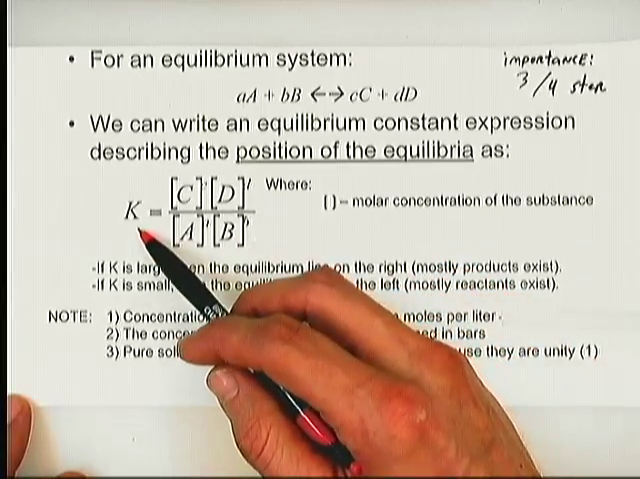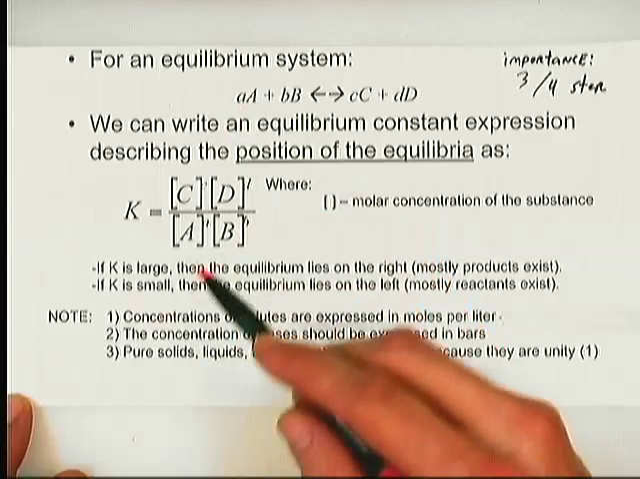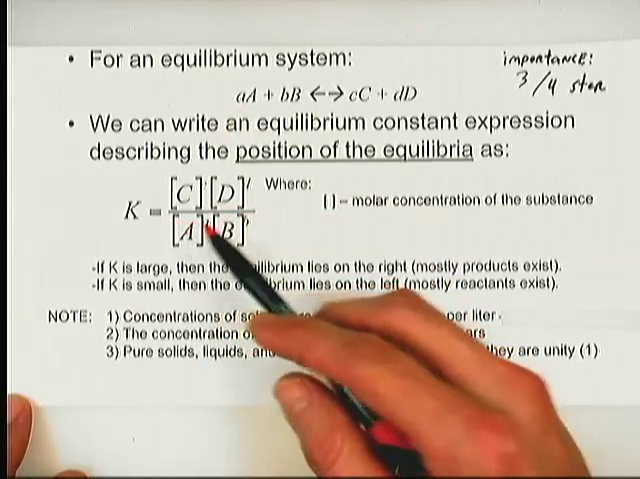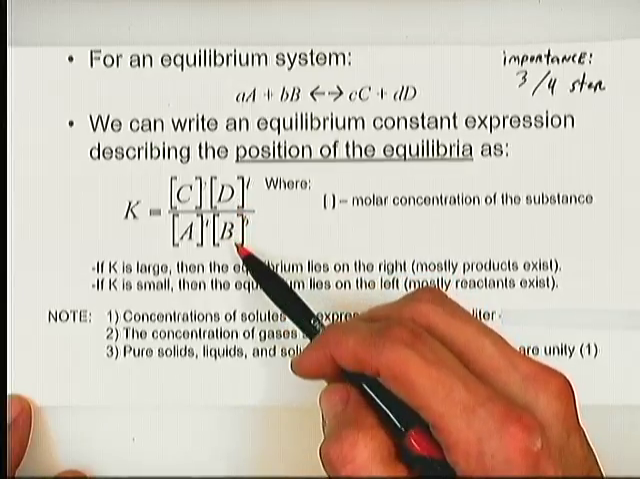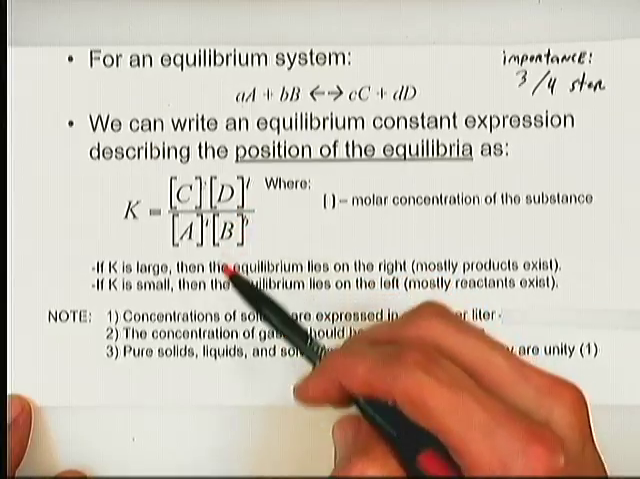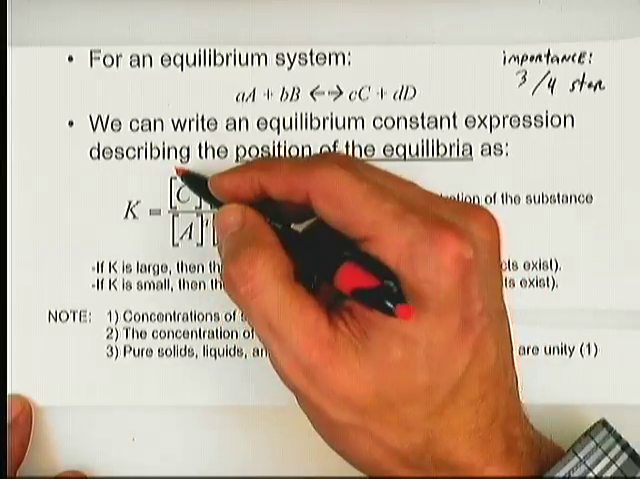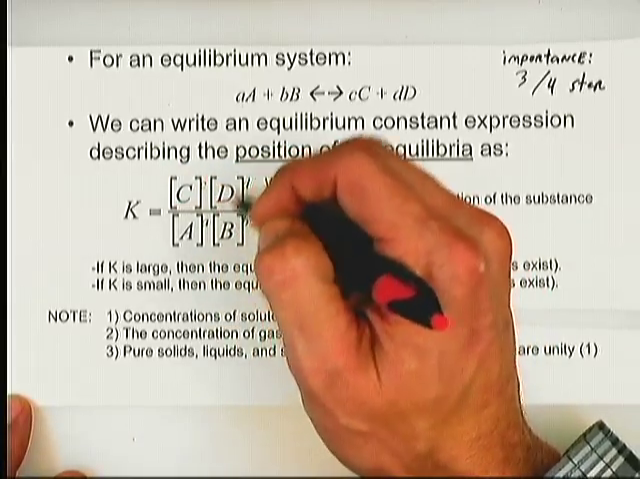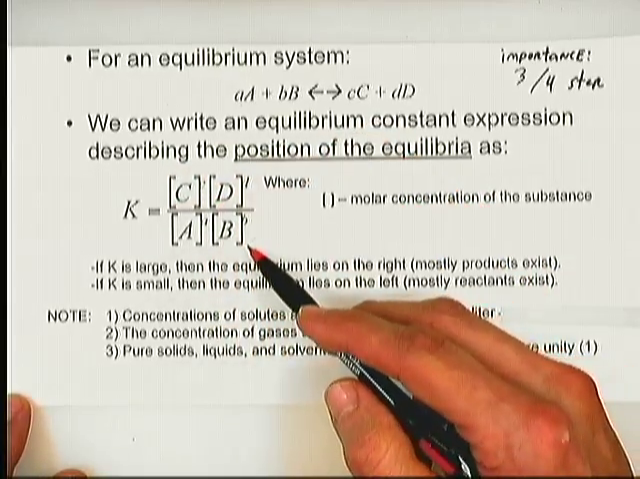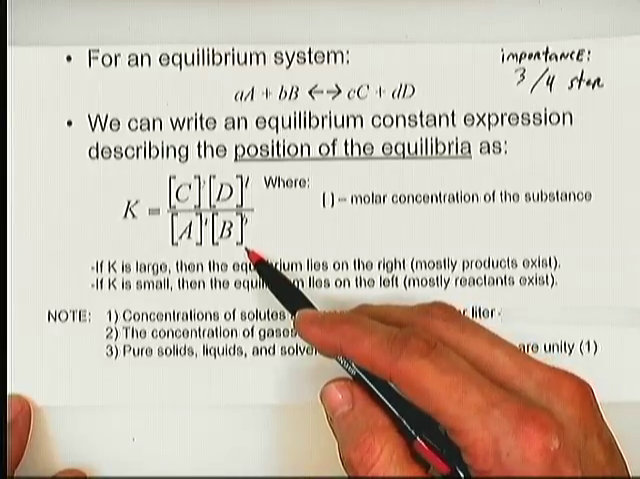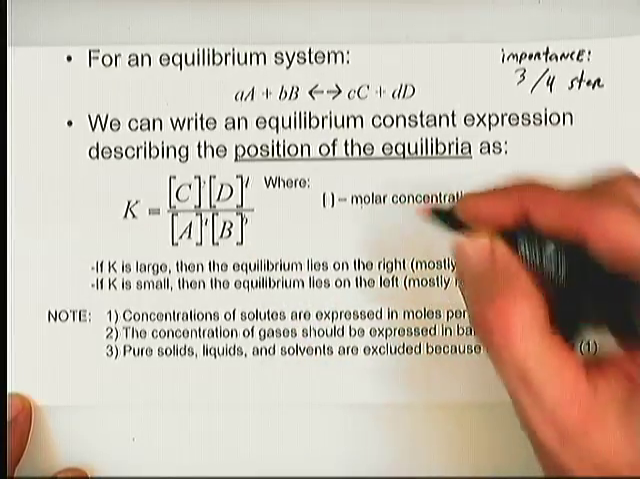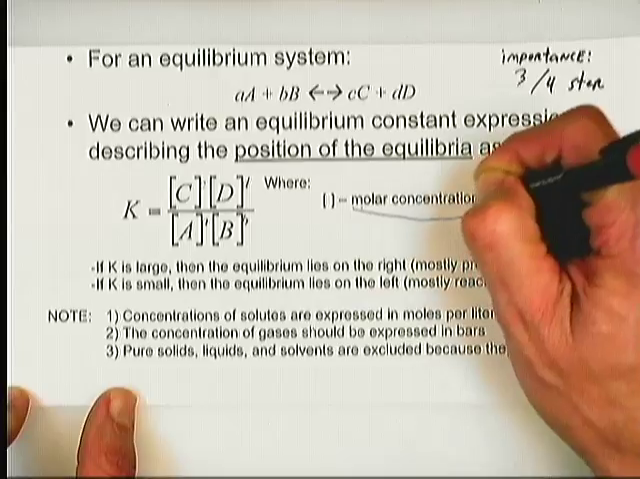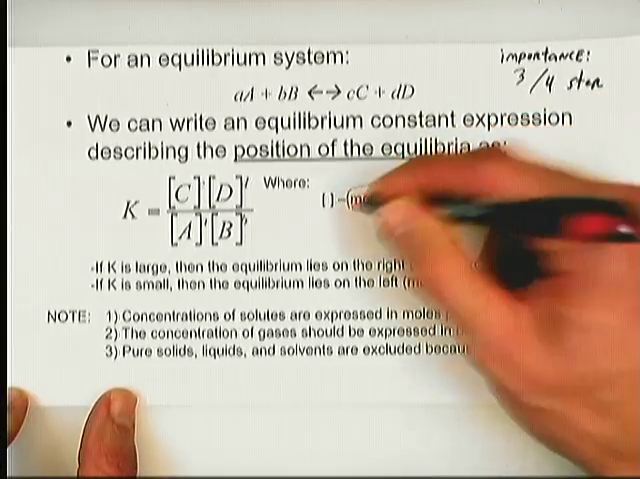K is the equilibrium constant for the reaction. We express that as being equal to a ratio of the products divided by the reactants. Products over reactants is what I like to say. And the square brackets here are indicative that we're dealing with the concentrations of the substances. Now in analytical chemistry class, very frequently, that's going to be the molar concentration of the substance in question.